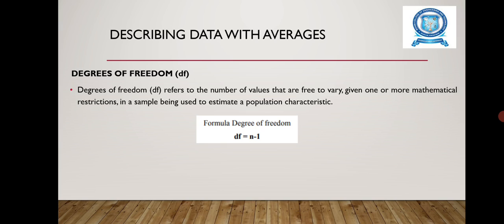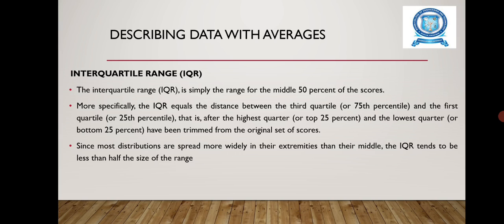Degrees of freedom will be depicted as df. The degrees of freedom refers to the number of values that are free to vary given one or more mathematical restrictions in a sample being used to estimate a population characteristic. The formula for degrees of freedom is df is equal to n minus 1.